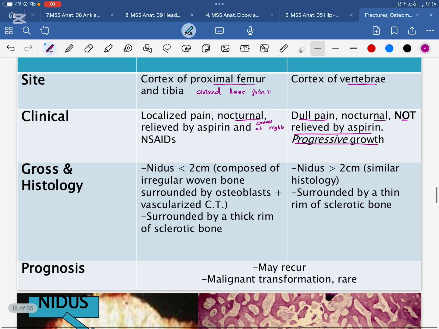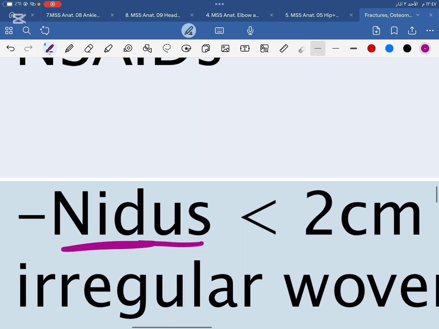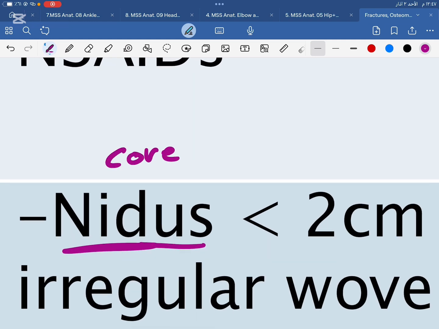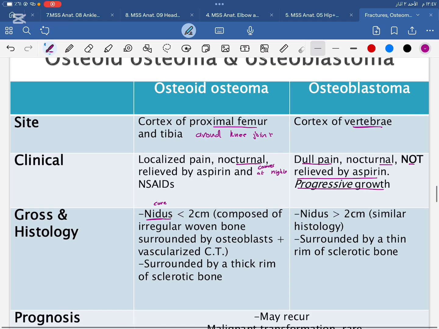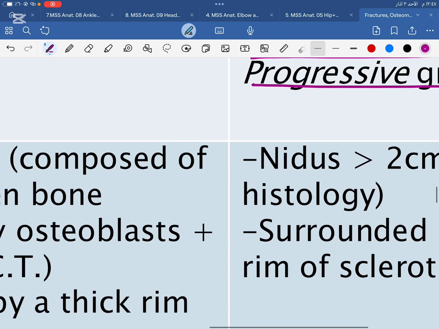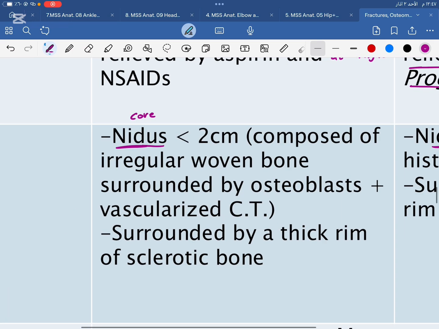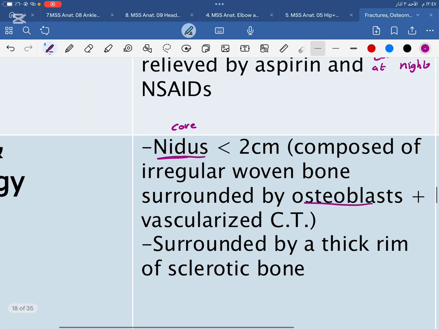Histology: it's composed of a nidus, a core less than 2 cm in osteoid osteoma, while in osteoblastoma it is more than 2 cm. Under the microscope we see irregular woven bone surrounded by osteoblasts and vascularized connective tissue. We see this picture in both conditions.